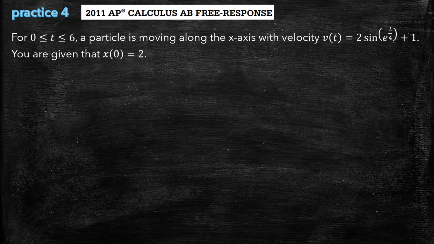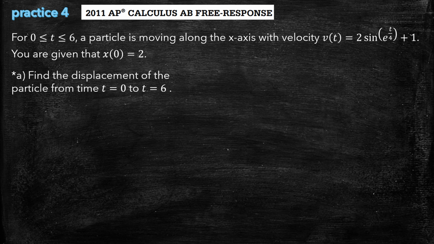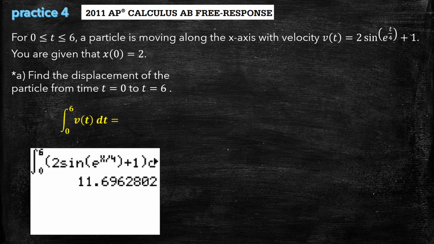So I've modified part A. This is the only part that's modified. Find the displacement of the particle from t equals 0 to t equals 6. Notice that it's good we're using the calculator, because for that velocity function, you would not be able to find the antiderivative by hand. So here's the displacement formula from 0 to 6, and this is what you would type into the TI-84.